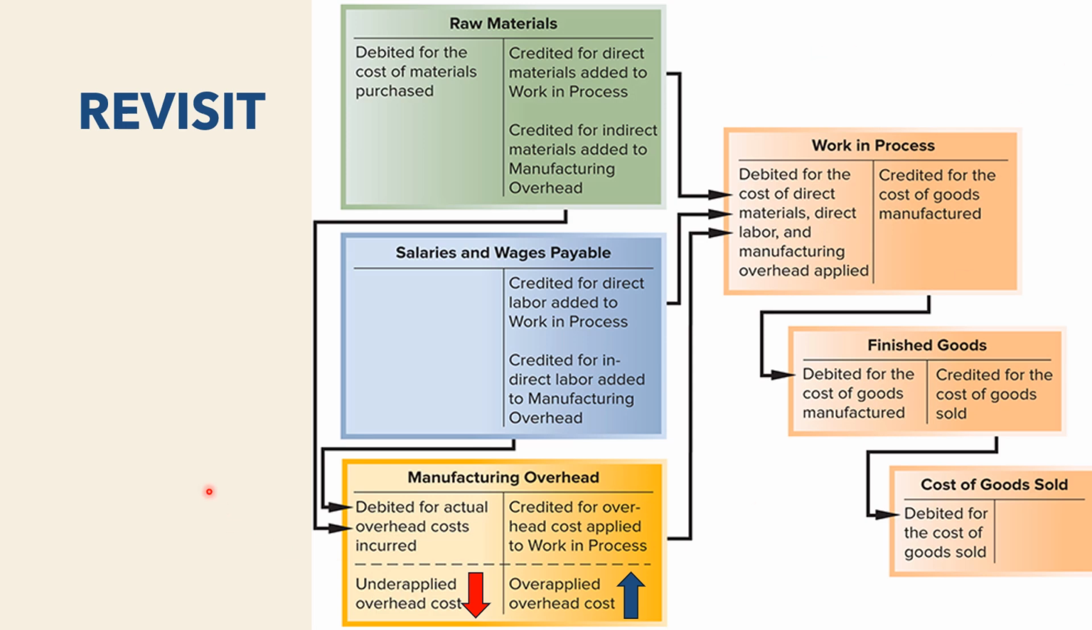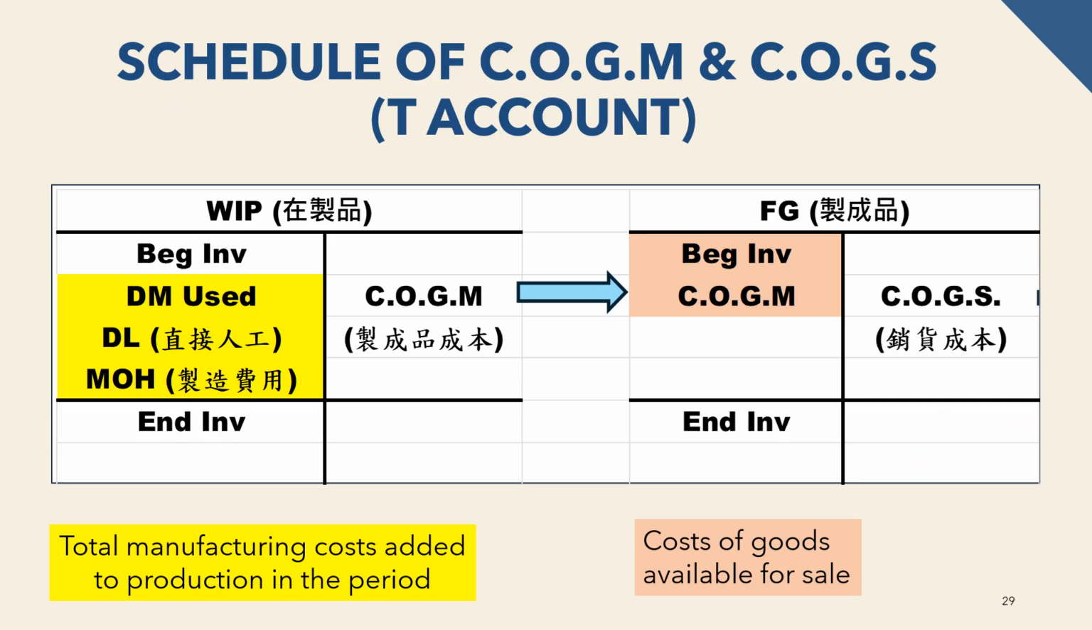Please take a look at the manufacturing overhead account. A debit balance means manufacturing overhead was under-applied, while a credit balance means manufacturing overhead was over-applied. This is the schedule of cost of goods manufactured and the cost of goods sold in T accounts.